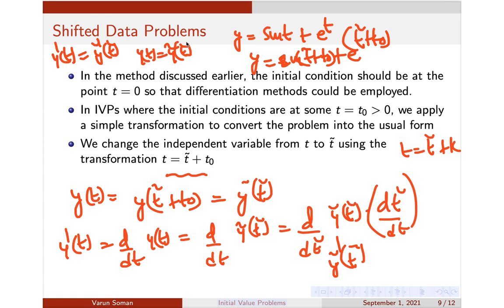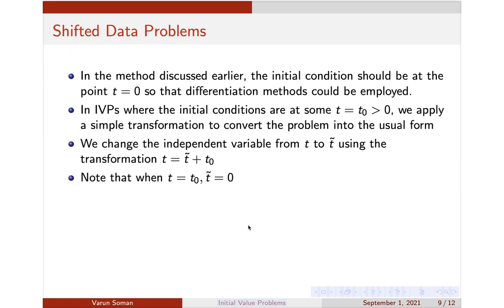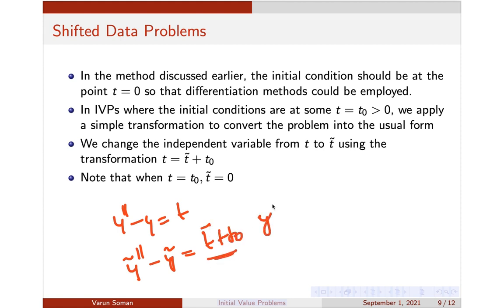That means in your equation, just try to understand this. Suppose your equation is y double dash minus y is equal to some function of t. What will be changing when you change in terms of this tilde? Your y double dash will simply become y tilde double dash minus y tilde is equal to, only for this t there will be a change. This t will be changed to your t tilde plus t naught. Rest everything will be like this: y of t naught will simply be like y tilde of 0, and y dash of t naught will be y tilde dash of 0.